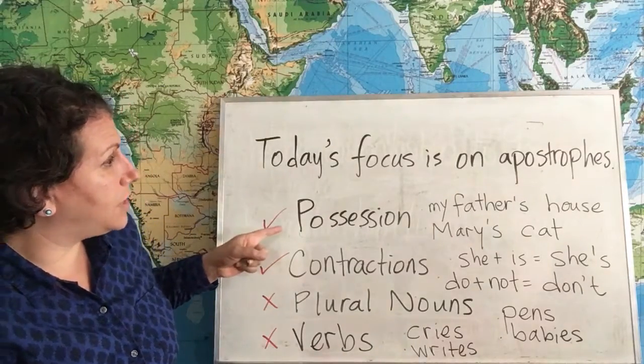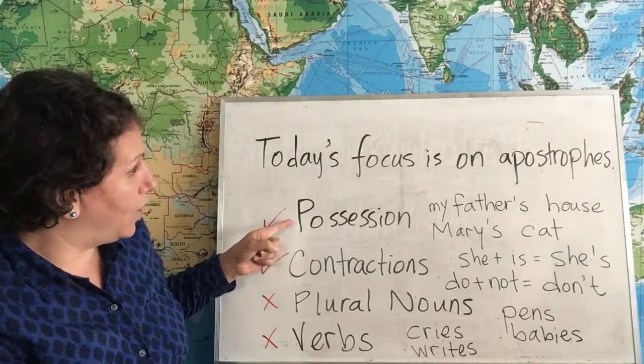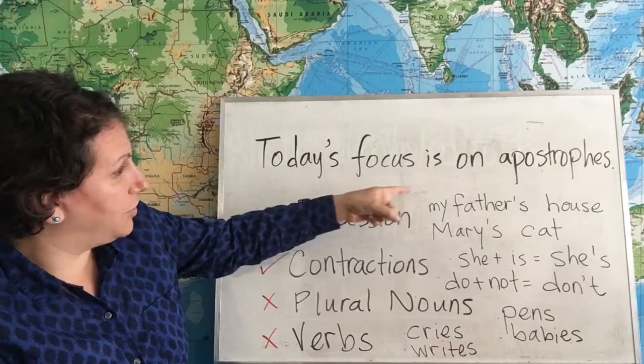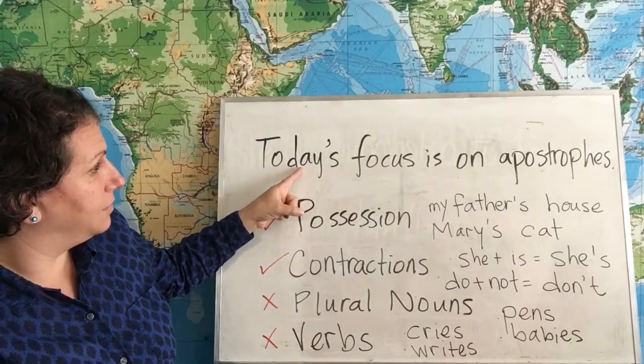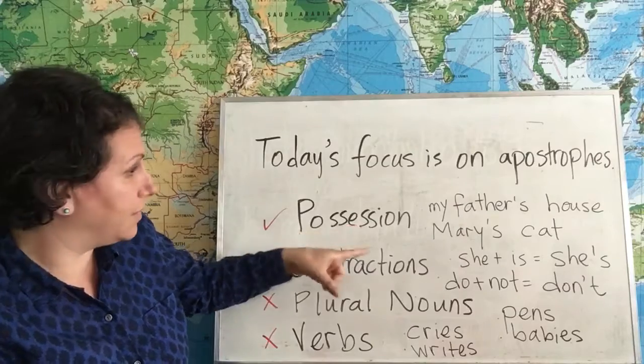So one use of the apostrophe is to show possession. We have an example here in the sentence. Today's focus is on apostrophes. The focus belongs to today. Apostrophe S. Here's some other examples with possession.